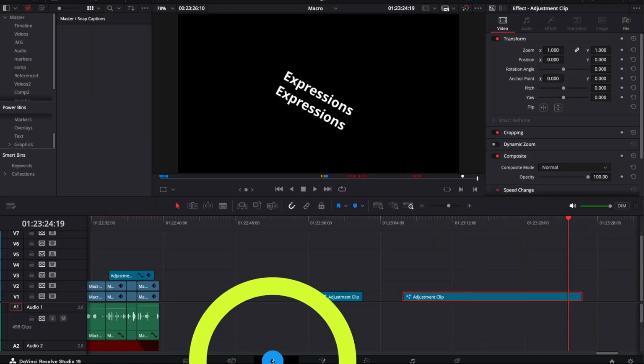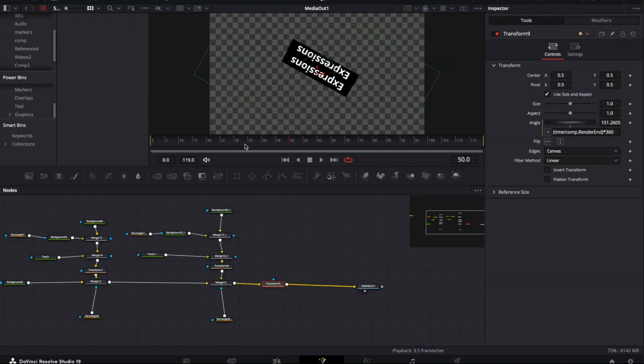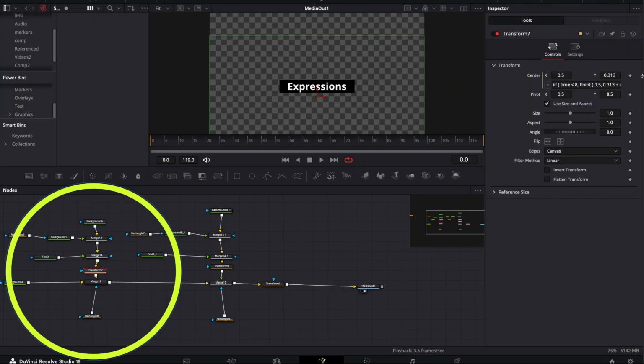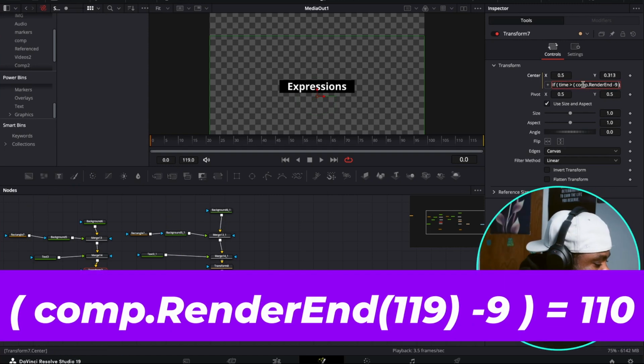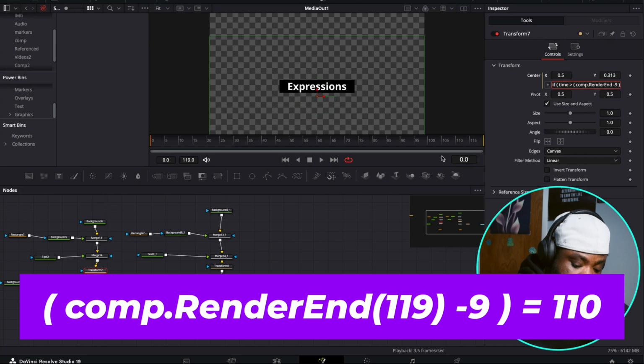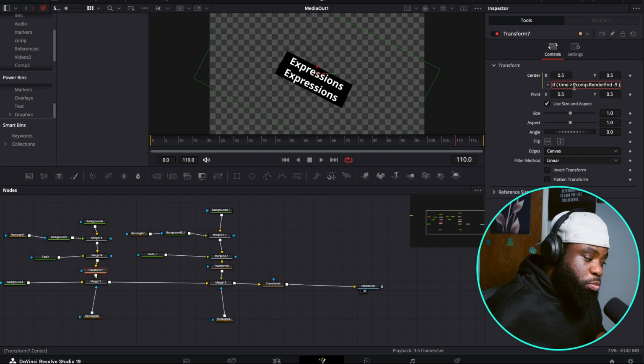Let's head back to the short one. Let's go back here. This is the one we used in our previous video. Let's head to transform. So here, comp.RenderEnd -9. What does that mean? It simply means 119, because 119 is the last frame. Let's head to the last frame. 119 -9 is going to give us 110. And in this formula, I put if time is more than 110. I could literally substitute comp.RenderEnd -9 with 110.